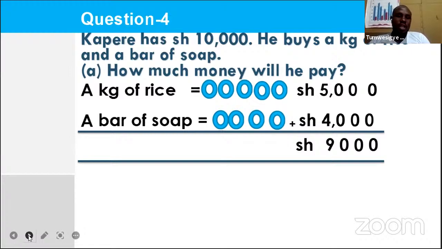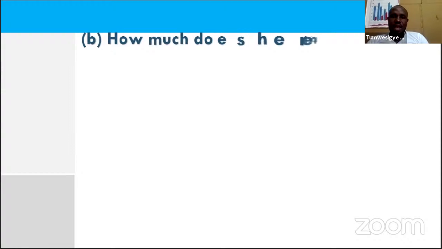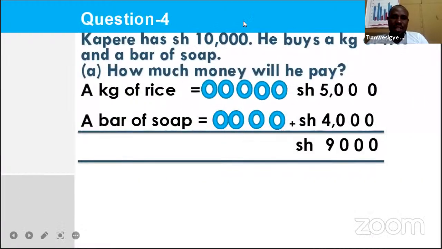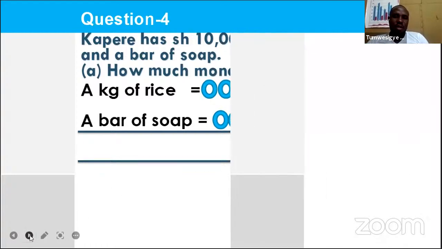Then there was a question here, which was part B of the question. The question was simple, it was asking, how much money does he remain with? We are talking about Kapere. Remember, at first, Kapere had 10,000. He spent 9,000. How much does he remain with?